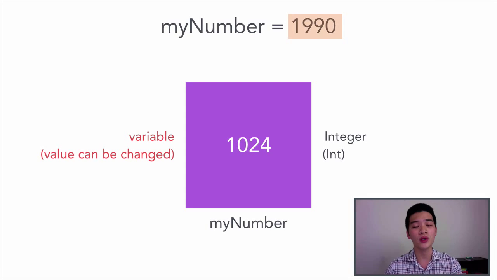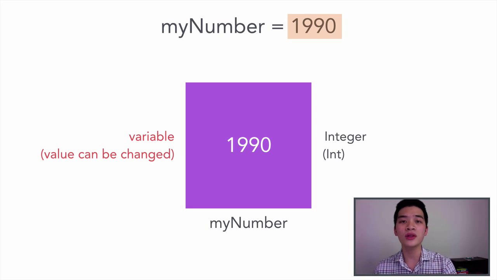myNumber equals 1990. Now recall that in the previous line we have var myNumber equals 1024. The value is 1024 inside the purple box, right? So what happened to this line was Swift would change the contents of the thing inside the purple box into 1990, right? It's just that simple.